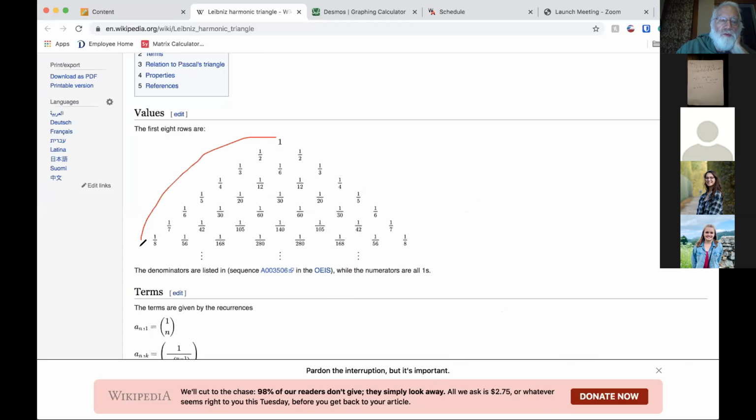Except we start with reciprocals here. If I want to find 1/6, 1/6 is equal to 1/2 minus 1/3. 1/12 is equal to 1/3 minus 1/4. So we can construct this the same way that you construct Pascal's triangle. To find this entry here, I do this subtraction right here, 1/2 minus 1/3, and I get 1/6. And then I can build the next row.